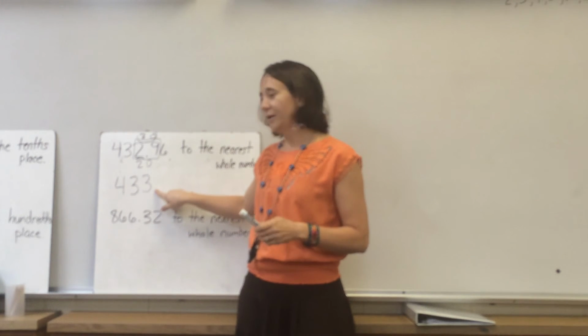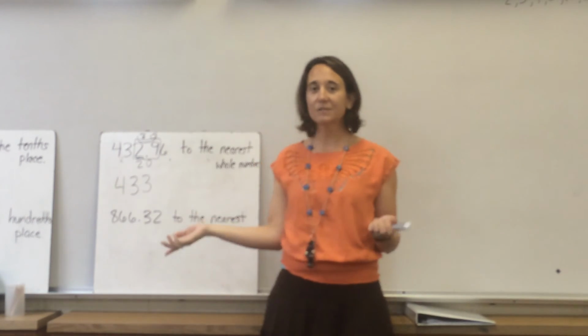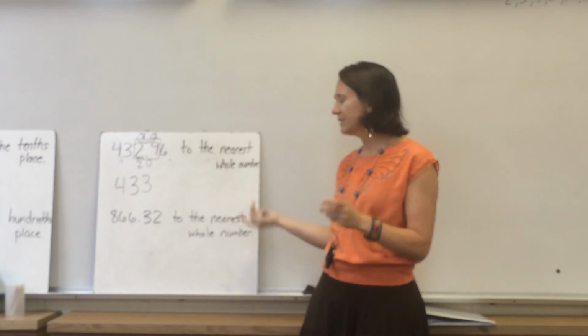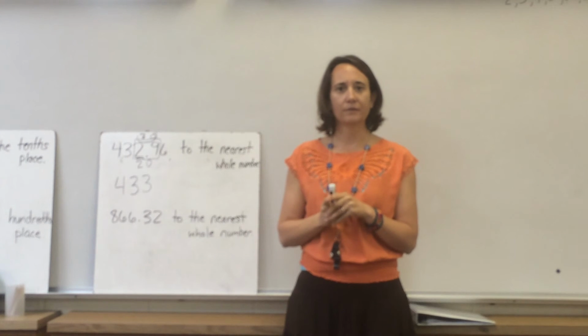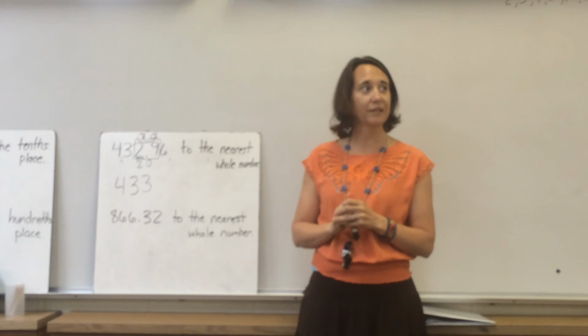All right, so this is the nearest whole number, and I know it's a whole number because it ends in the ones place. All right, last one, this one you're going to try on your own. Remember, what does it mean to round it to the nearest whole number? Good, it means to round it to the ones place. So go ahead and pause the video and give that a try.